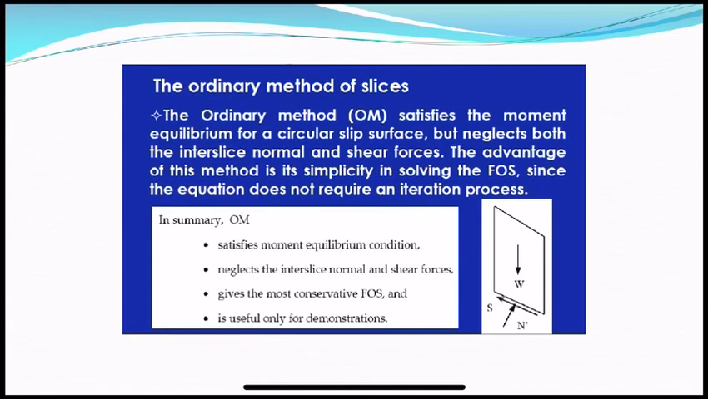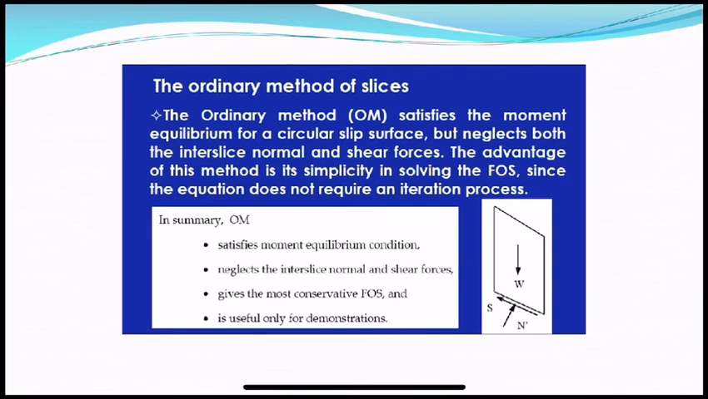So here we can say that the ordinary method of slices satisfies the moment equilibrium for a circular surface but neglects the interslice normal forces, that is, the normal forces and tangential forces on the slices. So this is a typical slice. The free body diagram of a slice in the ordinary method of slices is shown.